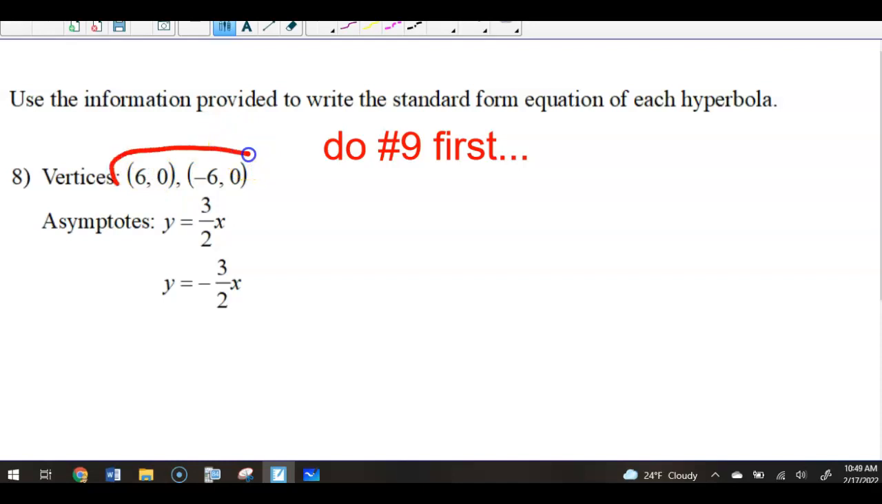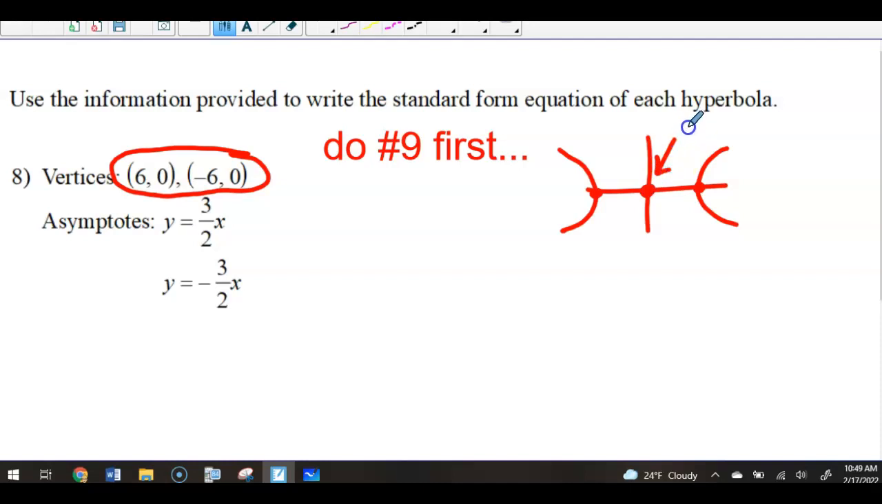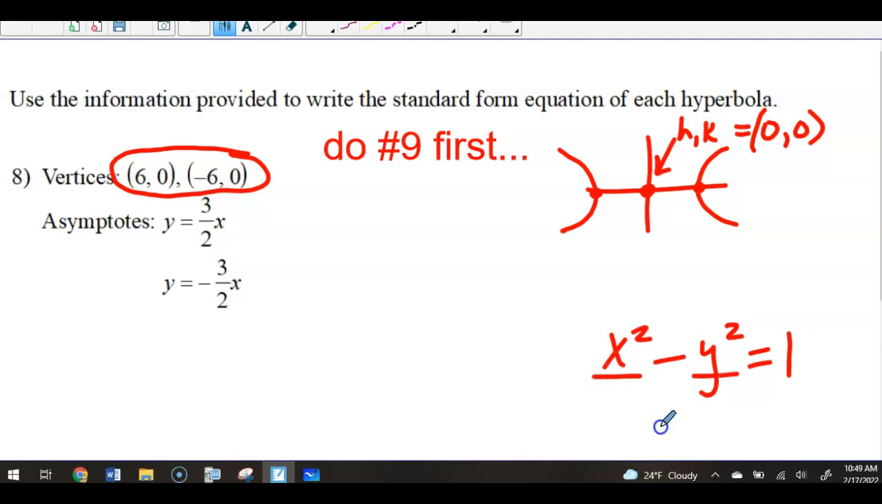Again, I think our center is going to be at 0, 0, but let's draw a tiny little sketch. 6 to the right, 6 to the left. It's going to open sideways this time. The midpoint is the center, so the midpoint is 0, 0. So the h and k are 0, 0. And that means our equation when it opens sideways is going to be x squared minus y squared equals 1. And we just have to find a and b. But there is a trick to this one, okay?